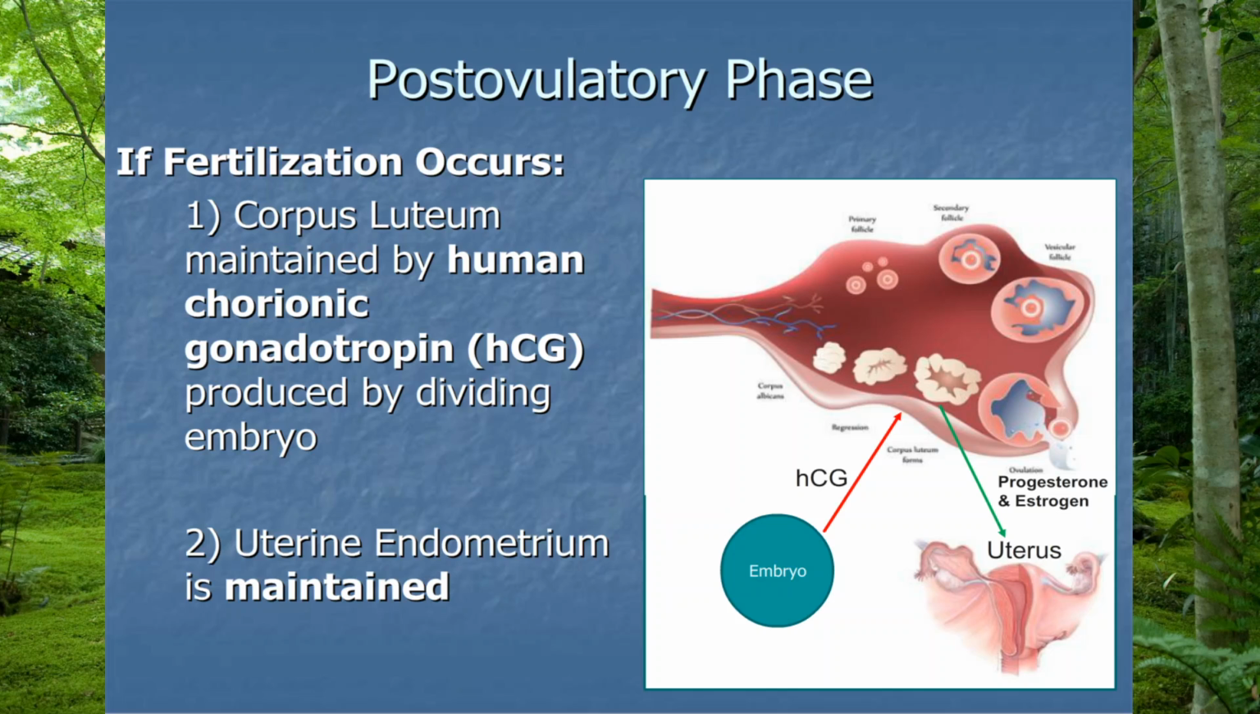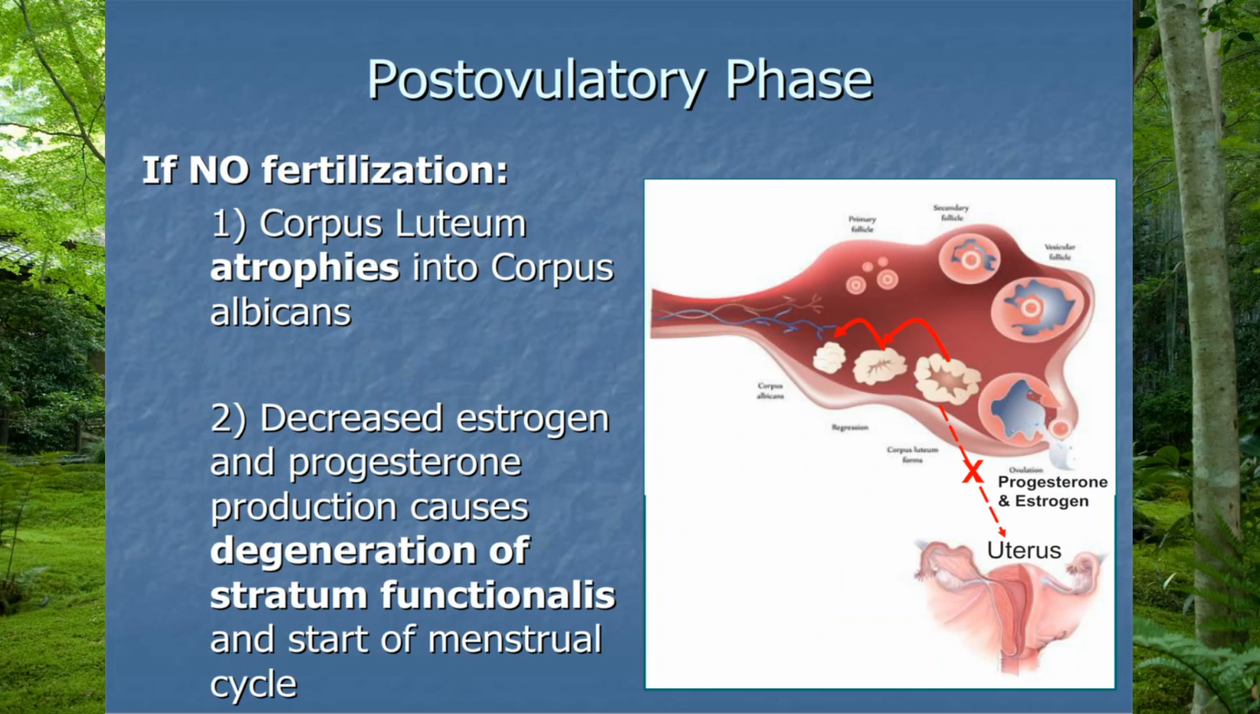Let's say that we had ovulation, but we didn't have fertilization. Now, if no fertilization takes place, the corpus luteum is going to break down by day 28. And as it breaks down, its secretion of progesterone and estrogen is going to cease. And without this progesterone and estrogen, the uterine lining is then going to break down and undergo the process of menstruation once again.